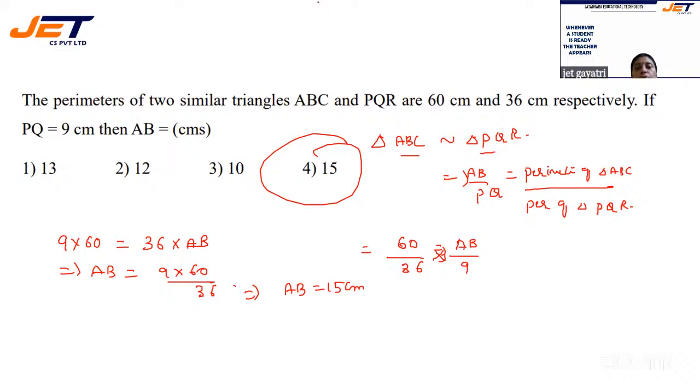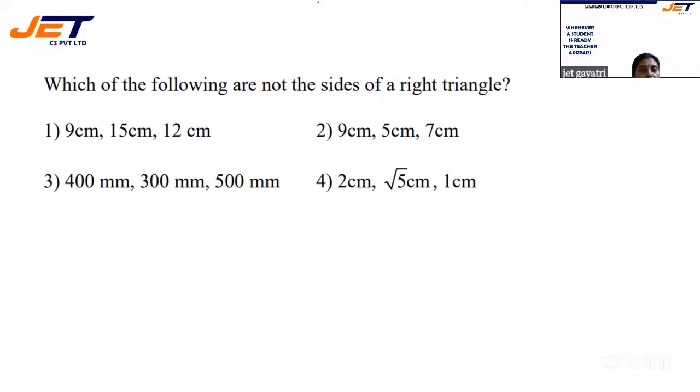All right. So with this, we are moving on to the next question. Which of the following are not the sides of the right triangle? So how do we do this? You just have to draw the triangle, and check where the other two squares are not equal to the square of the hypotenuse. So that would be our answer.